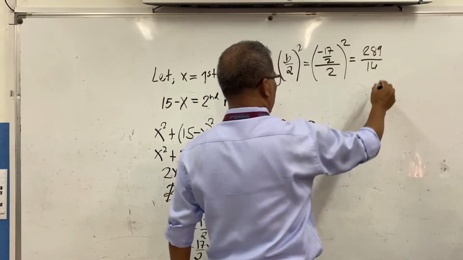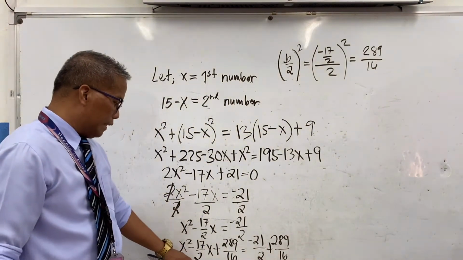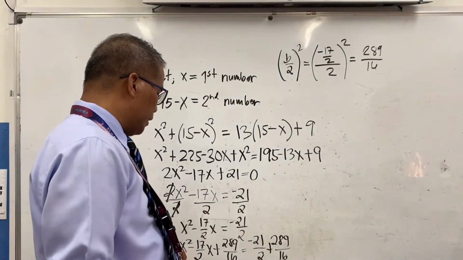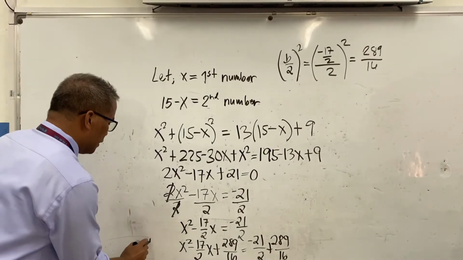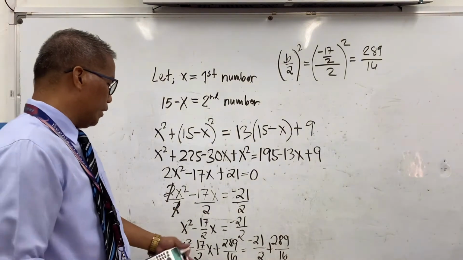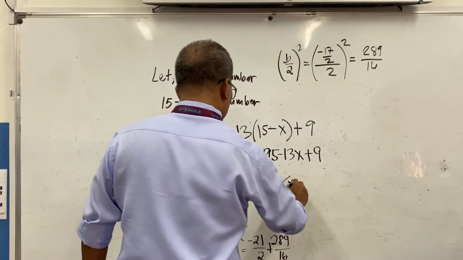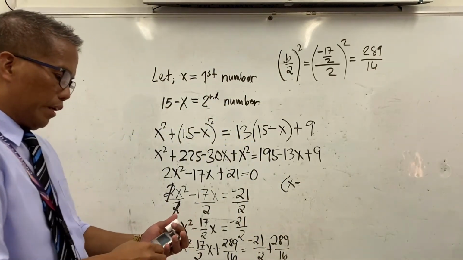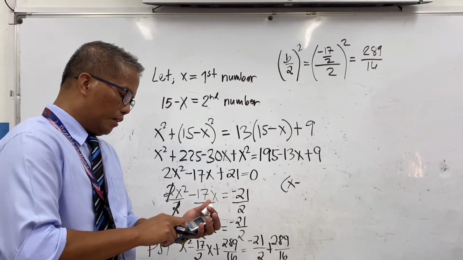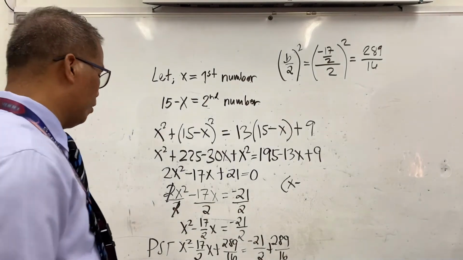289 over 16. Okay. Then after that, you are going to get the factor form of this, because this is what we call the PST. So the factor form of this will be x minus the square root of 289 over 16, which is equal to 17 over 4.